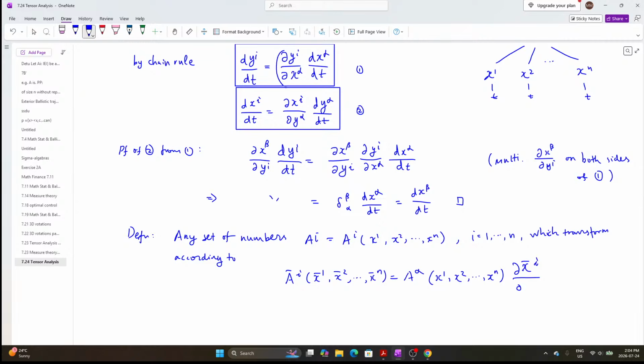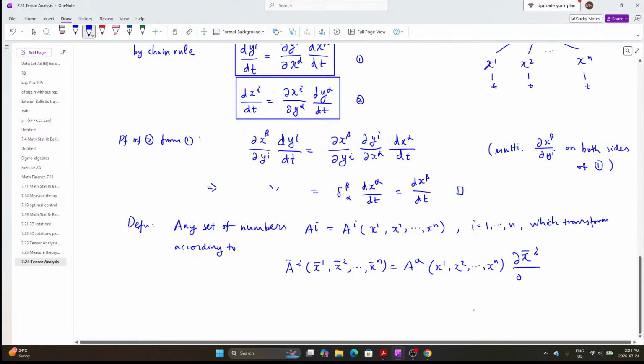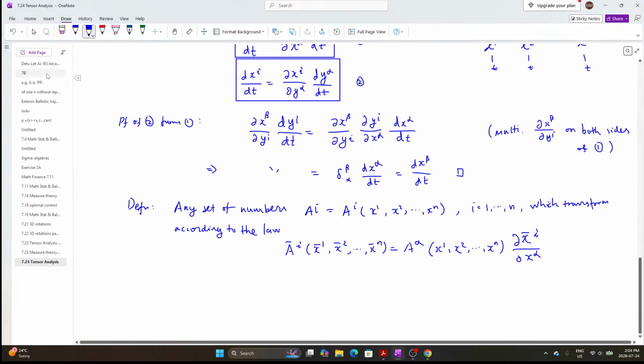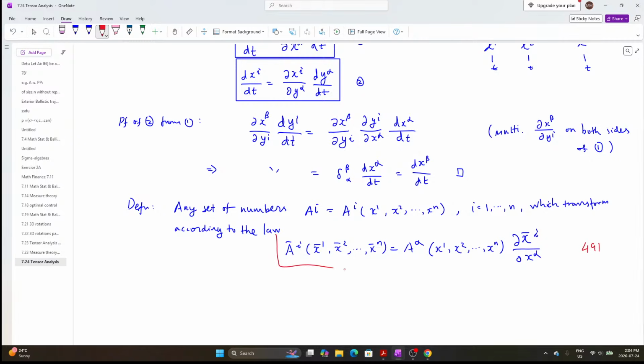Notice that this law says the new vector is the Jacobian acting on the old vector. So we take that as our definition. I haven't finished writing that definition. This one, by the way, is a very important equation. It's called 491. We box that.